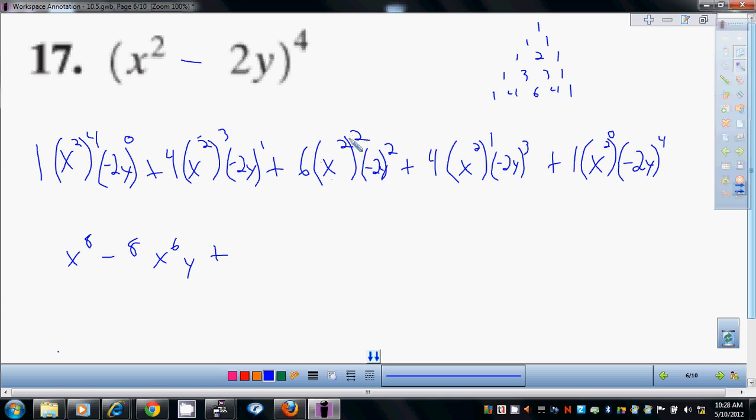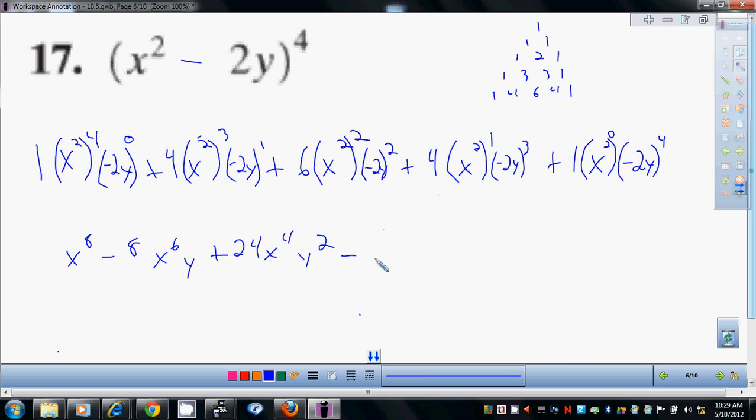Plus, what's this x going to be? To the 4th. What's my y going to be? That's right, squared. y squared. And 6 times negative 2 squared. You've got to square your negative. So 24. And it'll be positive, right? Because negative 2 squared is positive 4. So 24 x to the 4th y squared. Plus, well, we know this is going to be a minus.